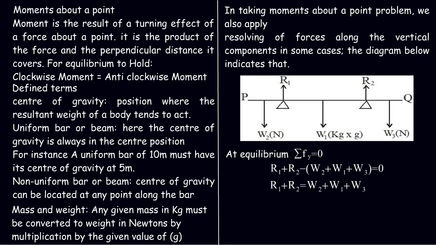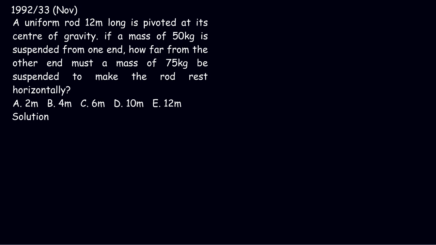So we are given two conditions at equilibrium. Our anti-clockwise movement should be equal to our clockwise movement, and the sum of all our vertical forces should equate to 0. Our very first question is from November 1992, and it states that a uniform rod 12 meters long is pivoted at its center of gravity. If a mass of 50 kg is suspended from one end, how far from the other end must a mass of 75 kg be suspended to make the rod rest horizontally?